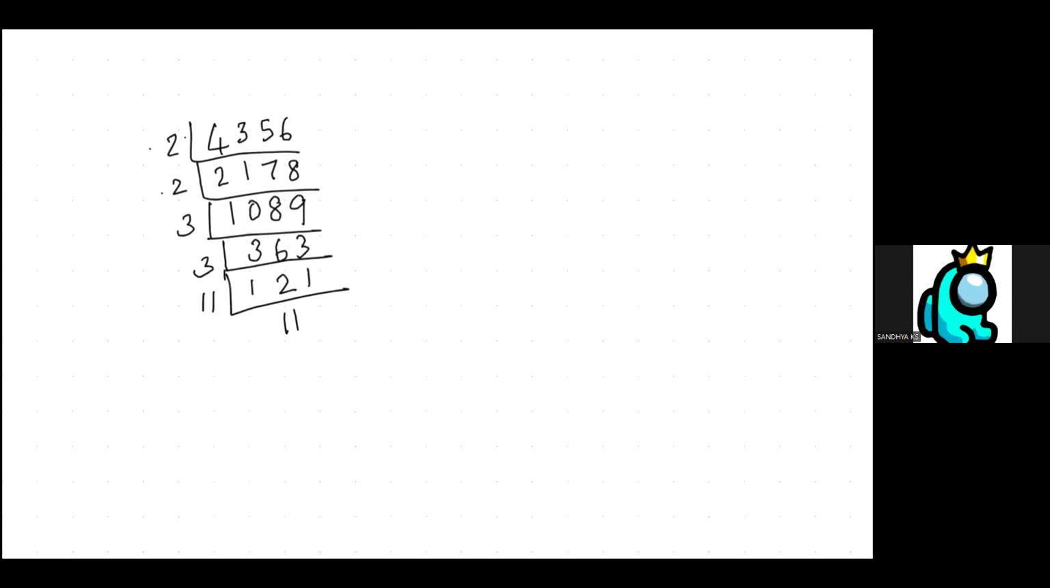So now, are they in pairs? Yes, they are in pairs. So that means we can find the square root of the same. So root of 4356 is equal to square root of 2 into 2 into 3 into 3 into 11 into 11.